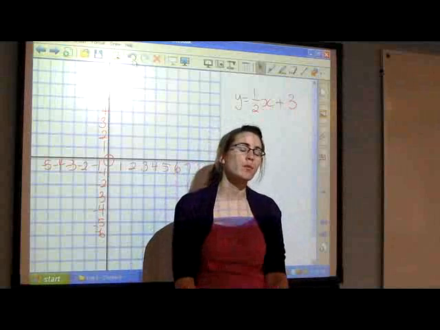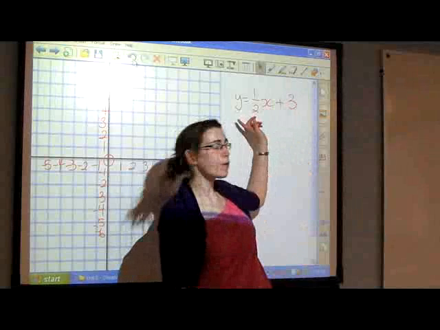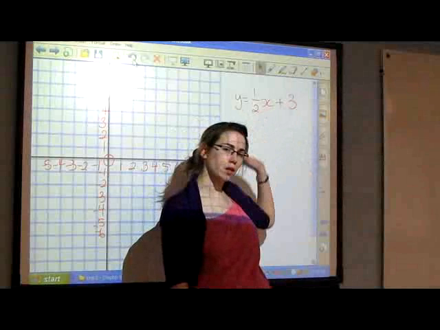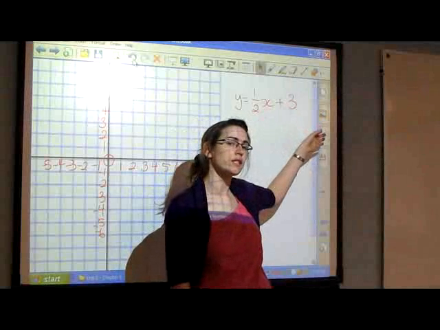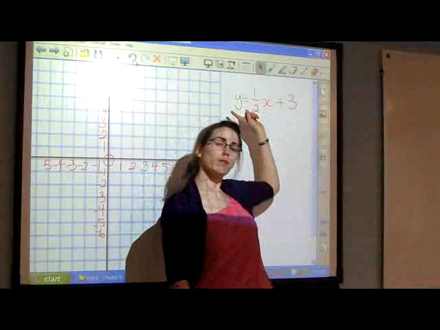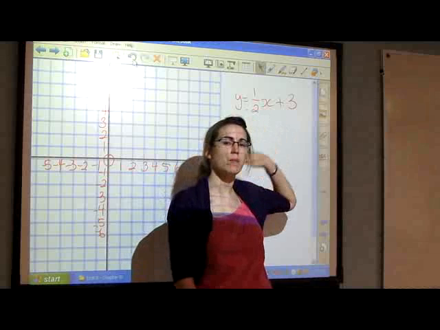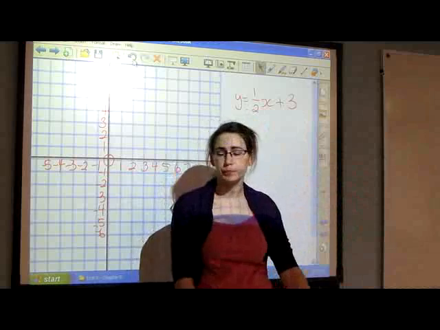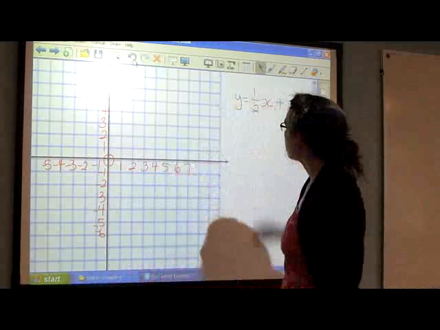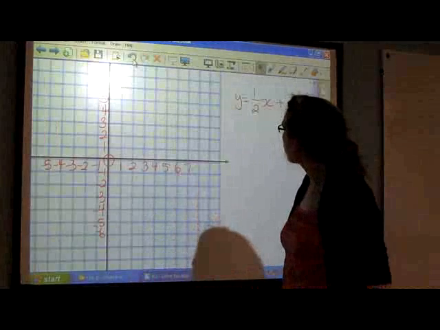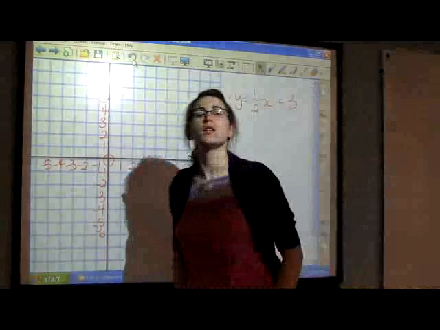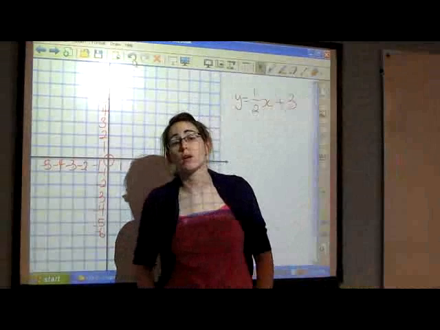Now I know that it's in slope and y-intercept form because I have my y by itself on the left side of the equal sign, I have everything else on the right side of my equal sign, and the number in front of my y is a 1. If I have a y but I have no number in front of it, in math that number is understood to be a 1. If I have an equation in slope and y-intercept form, that's really nice for me to work with if I'm graphing my equation.